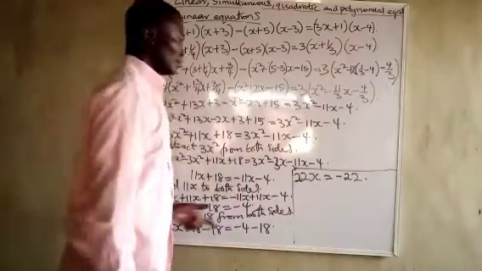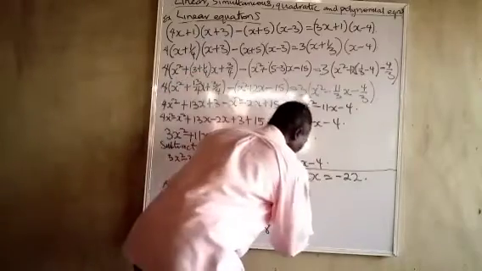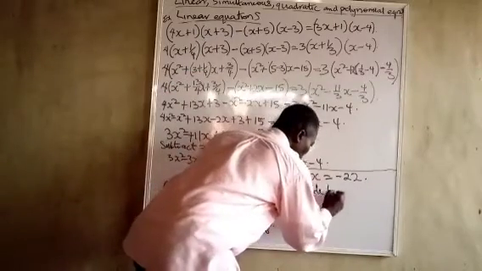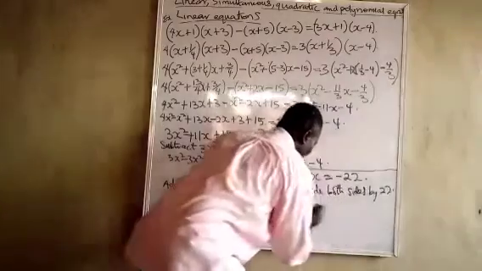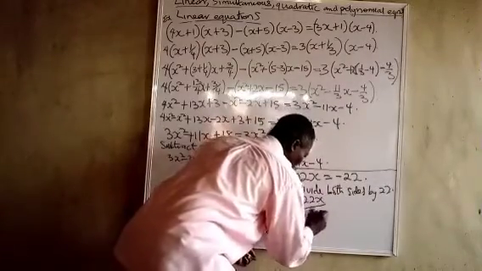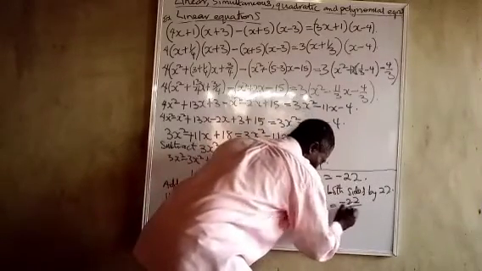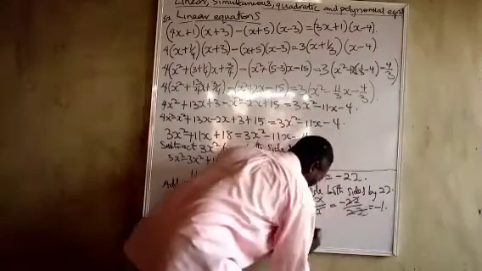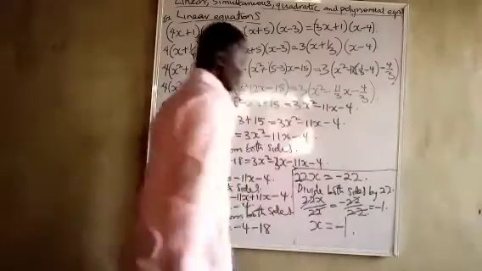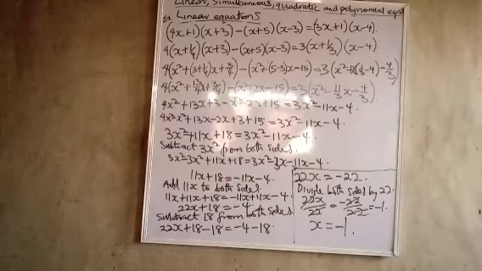Now, I have to divide both sides by 22. So what does that give me? 22x over 22 is equal to minus 22 over 22. Therefore, x is equal to minus 1. You can see, very straightforward. All you need to do is to take your steps with care and follow the necessary procedures. That's all.